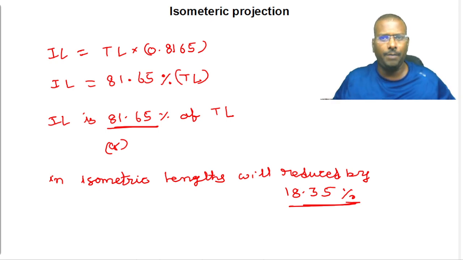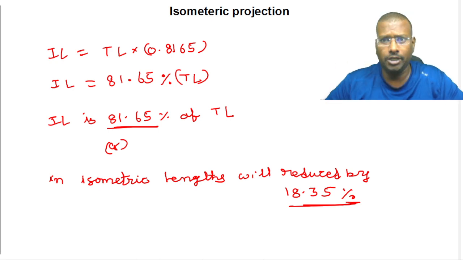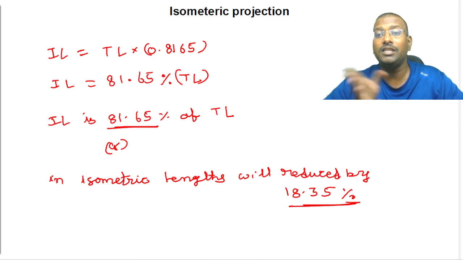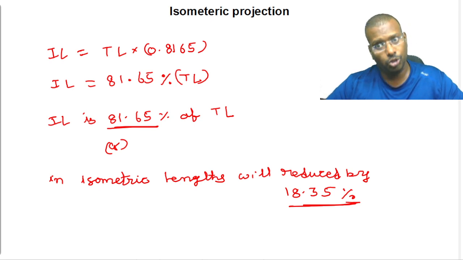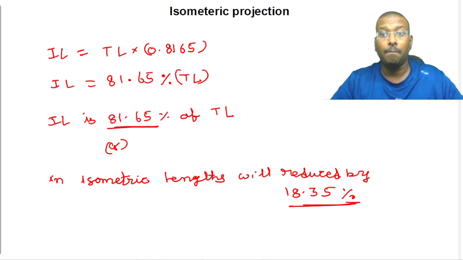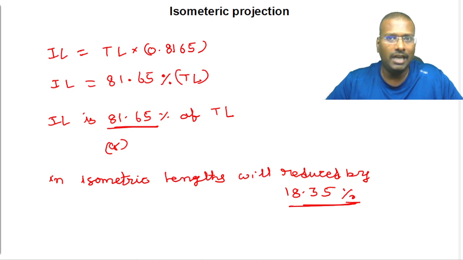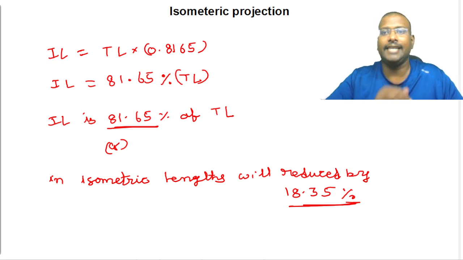Normally some people may consider it as 82% also in some places if you observe. So 82% of the true length, but the actual value is 81.65. How much is it reduced? 18.35 is the reduction. So whenever you are going to draw isometric projections from the multi-view projection, what those conversions are we will discuss in the next video, don't worry. So from multi-view projection, we have to do this calculation.